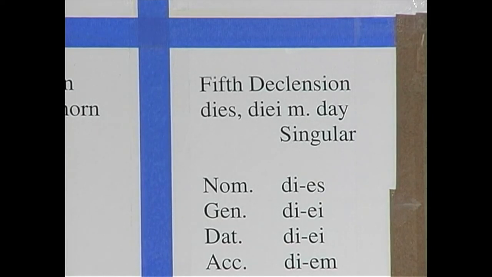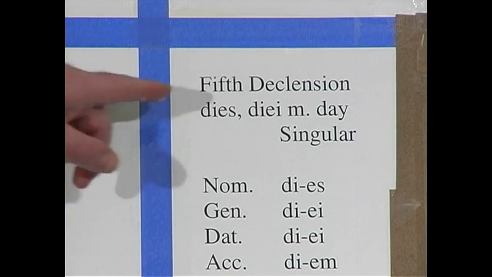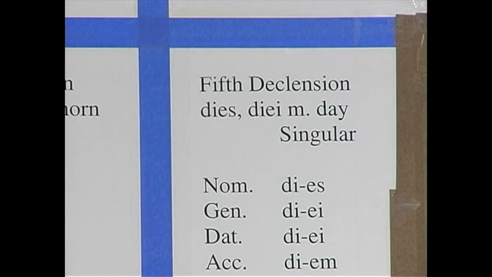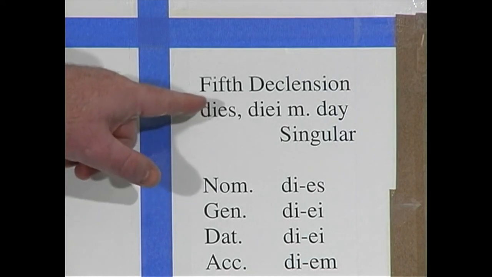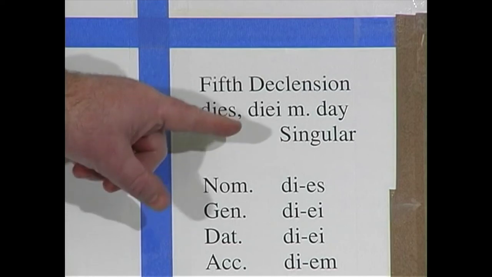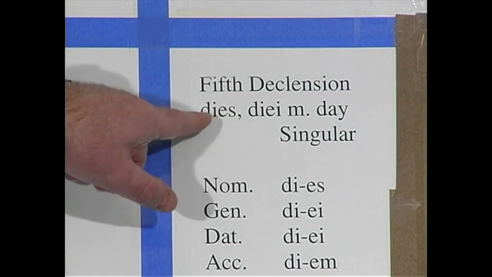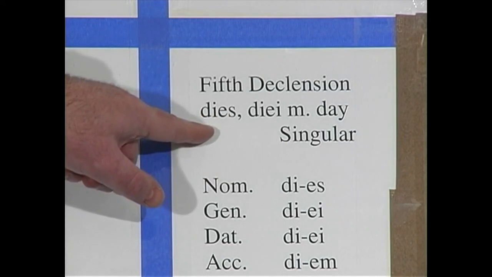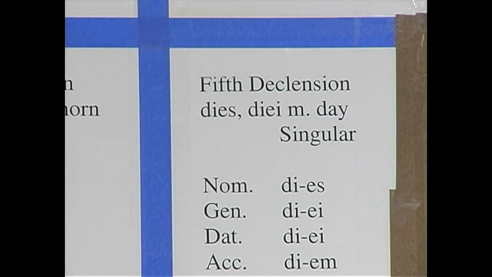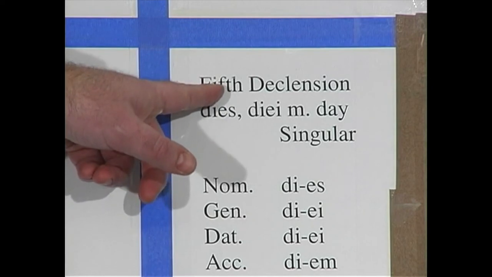Please repeat. Dies, diei, masculine, day. Actually, this word can be masculine or feminine. And the interesting thing about the fifth declension, all nouns in this declension are feminine except this one, dies, diei, which can actually be either masculine or feminine. All other fifth declension nouns are feminine.